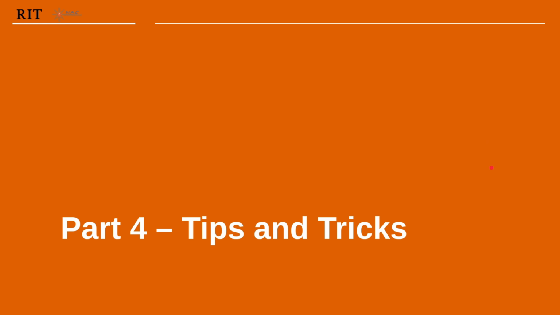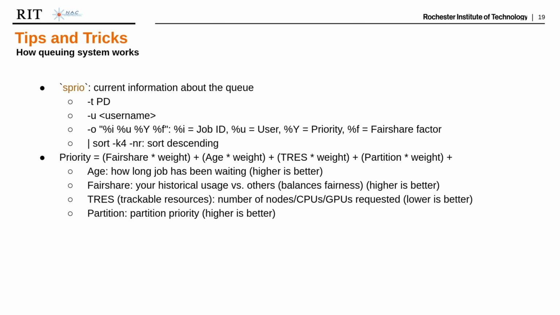And finally, it's part 4, tips and tricks. First of all, I will walk you through how the queuing system works in a SLURM cluster. If there are so many people using the SLURM cluster, they have to be queued up. So the queuing system works like a priority queue, where a job gets to run first based on some statistics. First of all is fair share, second is age, the third is trackable resource, and the fourth one is partition priority. So age is how long the job has been waiting. If age is higher, then it is more likely to be run sooner.